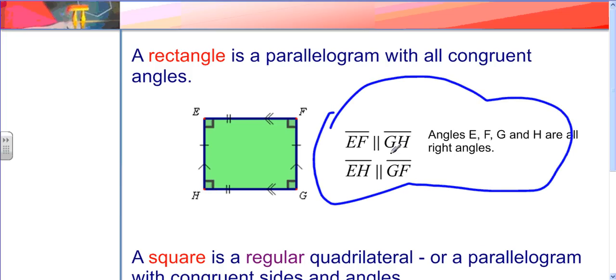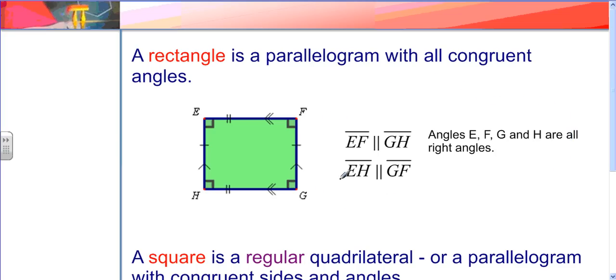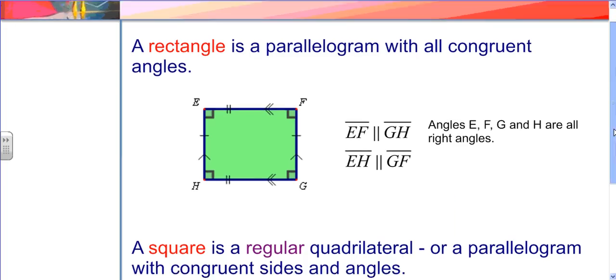EF is parallel to GH, EH is parallel to GF, and angles EF, G, and H are all right angles. But it turns out, of course, that not only are the opposite sides parallel, but the opposite sides are also congruent. All right, so our next figure is a square.